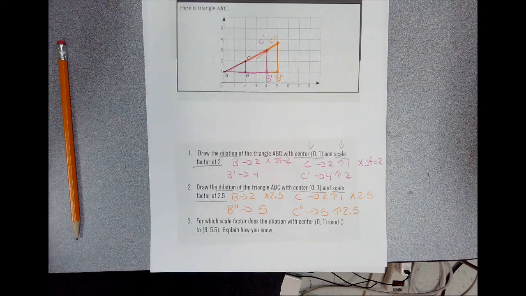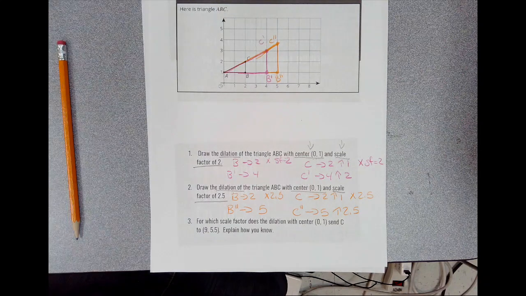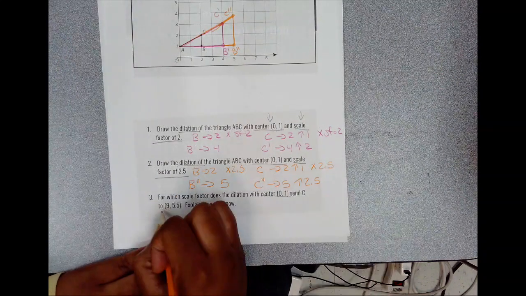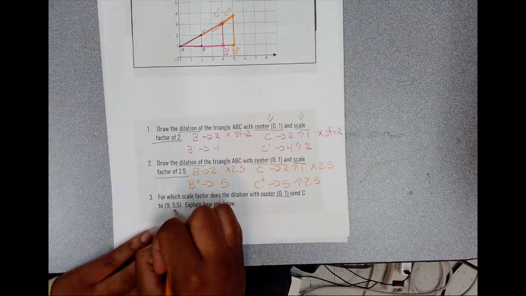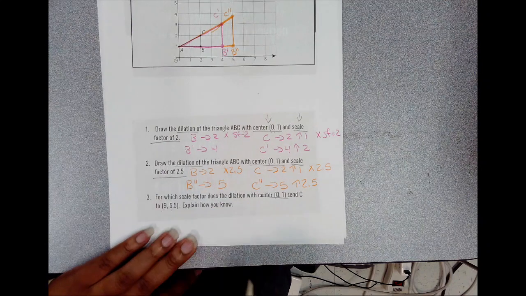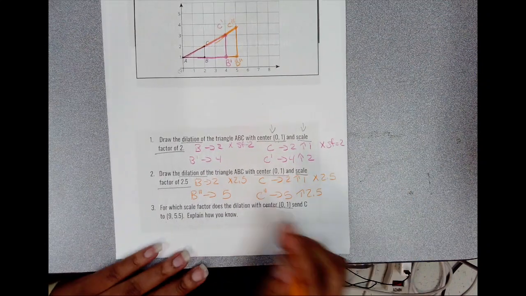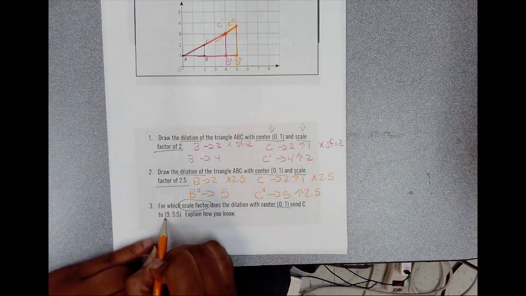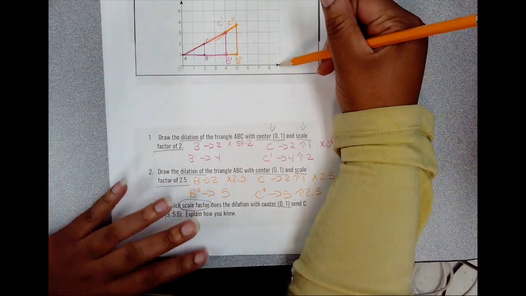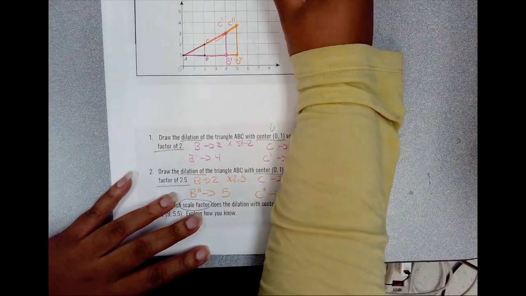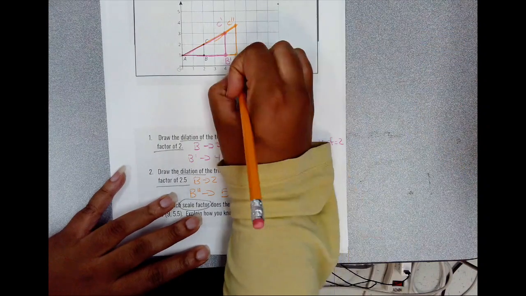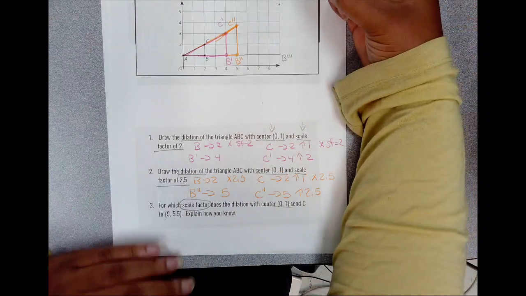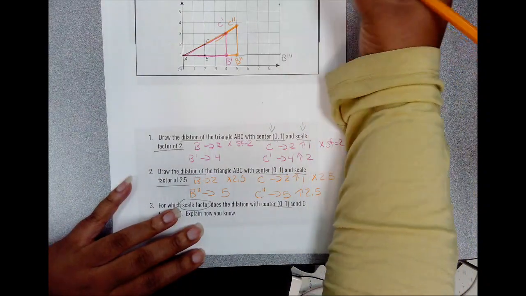And then our last question says, for which scale factor does the dilation with (0, 1) as my center send C to (9, 5.5)? Explain how you know. So we have to figure out what the scale factor is. So if I graph this, if I find out where 9 is, and then go graph where 5.5 is, here's 5, and there's halfway. So that tells me that B triple prime is going to be here. C triple prime is going to be there.